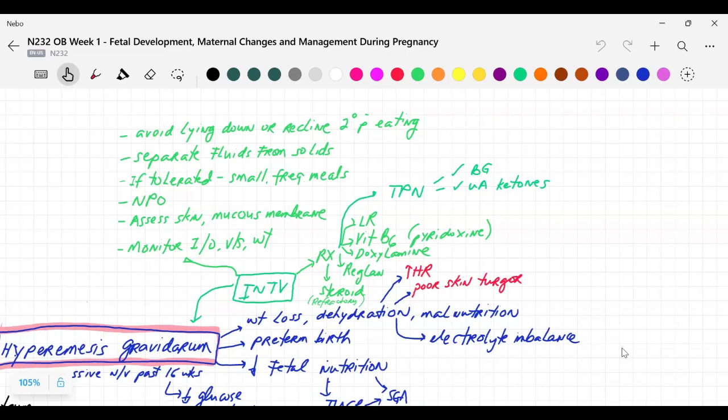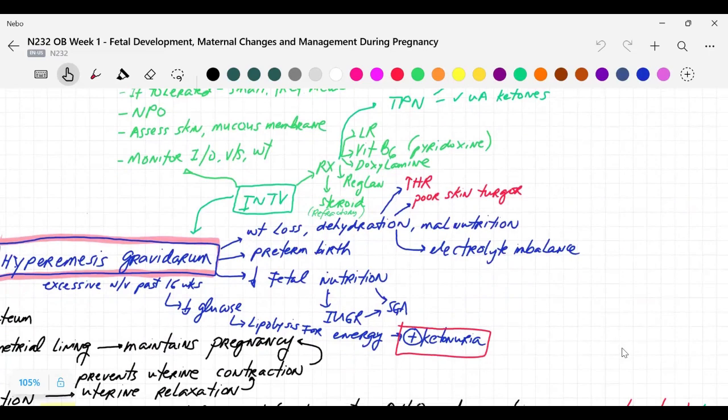If that doesn't work, then the mom might need steroids. Steroids may help with that as well. Okay, that's only for refractory cases. Refractory means you've given all this already and it's still resistant. It's still ongoing. Okay.